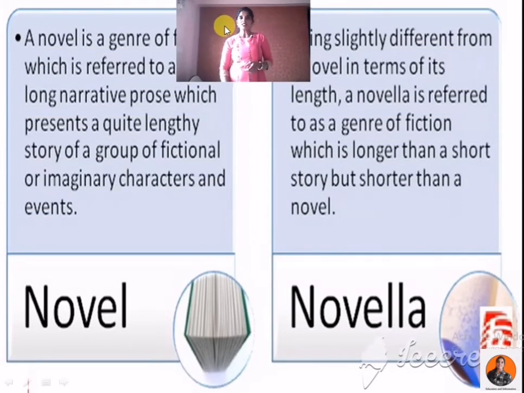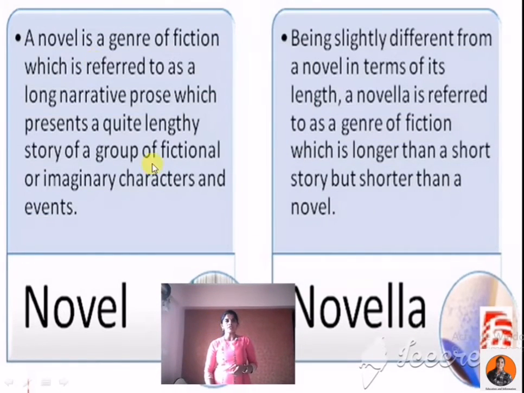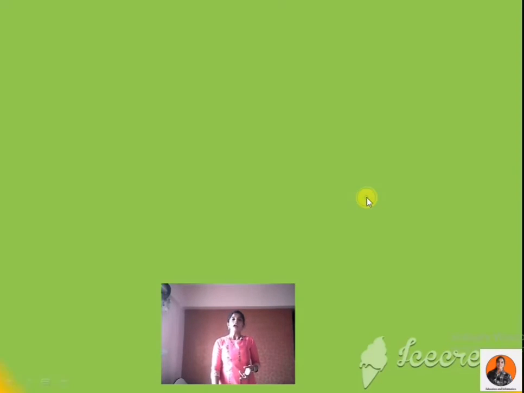And now this is also the difference between novel and novella. The novel is the genre of fiction which is referred to as a long narrative prose which presents a quite lengthy story of a group of fictional or imaginary characters and events. It is imaginary, but the novella, as we know, is slightly different from the novel in terms of its length. Novella is a genre of fiction which is longer than a short story but shorter than a novel. These are the basic differences between novel and novella.